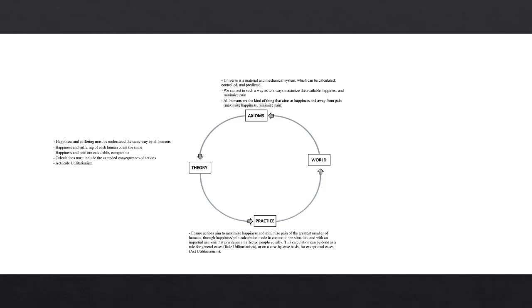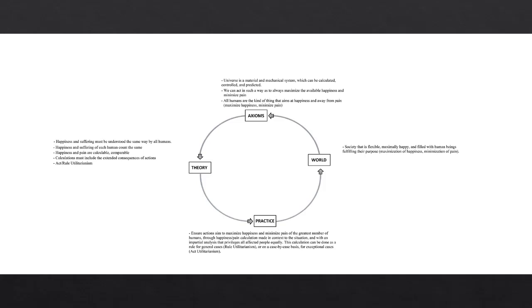Finally, what about the world? How will the world look if the practice and theory of utilitarianism match? Well, you should get something like a society that is flexible, maximally happy, filled with human beings fulfilling their purpose, that purpose being the maximization of happiness and minimization of pain.